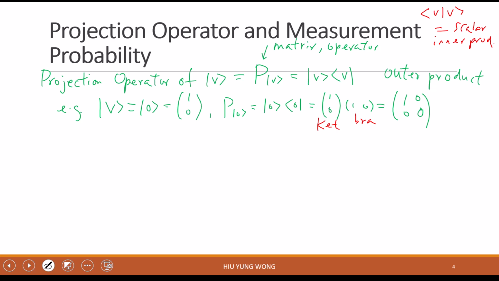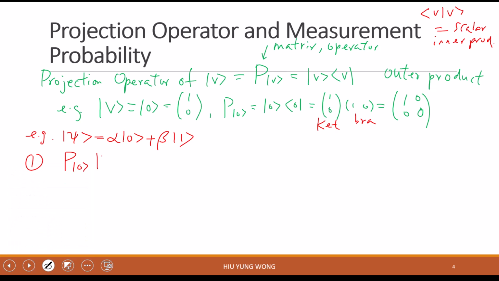So what is the use, right? You probably will think maybe I try to use this one on a vector. Is it going to do some projection? Let's see if that is the case. For example, let's say I have a general vector alpha 0 plus beta 1. I apply the projection operator of 0 to it.